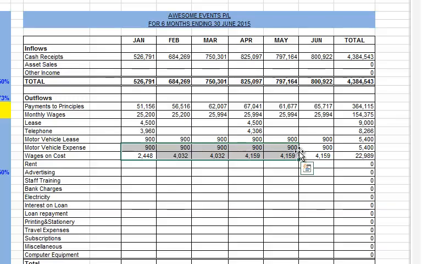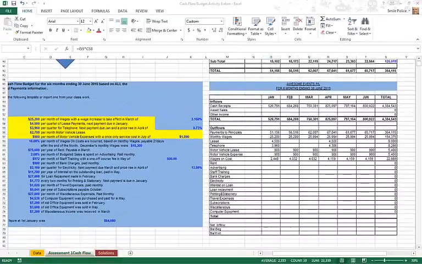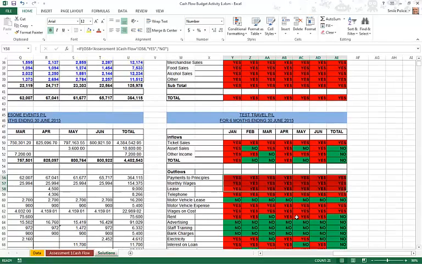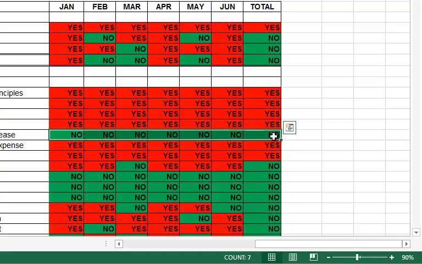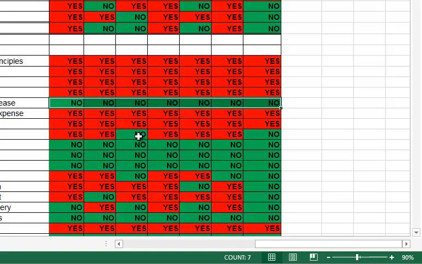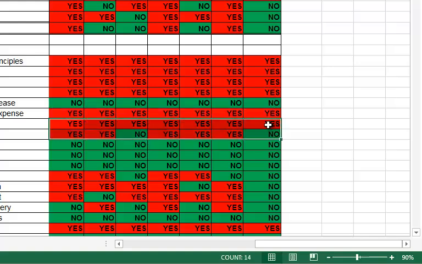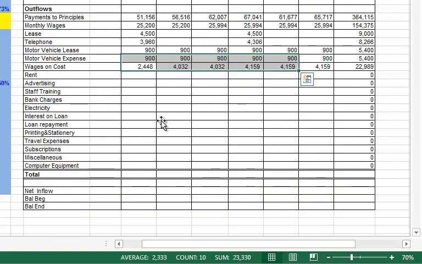I'm getting a bit nervous. I haven't looked at my answers for a little while. So I'm going to go to my answer solutions and see how I'm going. So motor vehicle lease. It's saying no, no, no, no, no. So I've made a mistake there. I'm only up to wages at the moment. So motor lease is wrong. So let's go into the solutions and see why motor lease is wrong.